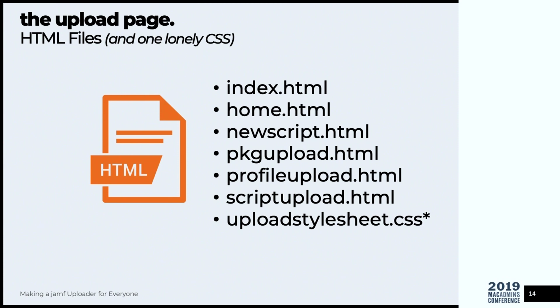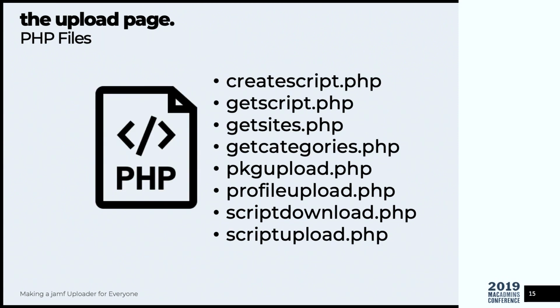But let's move on and talk about the PHP pages. And here they all are. These pages are the ones making the API calls to the Jamf server. From pulling an up-to-date list of sites to downloading scripts and everything else, these pages do it all. Just like the HTML pages in the previous slide, I'll also be getting into what does what and all that other fun detail a little bit later on.